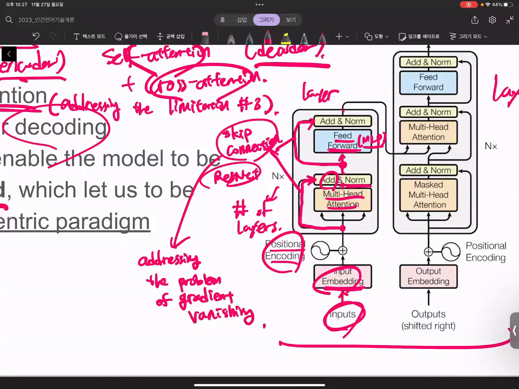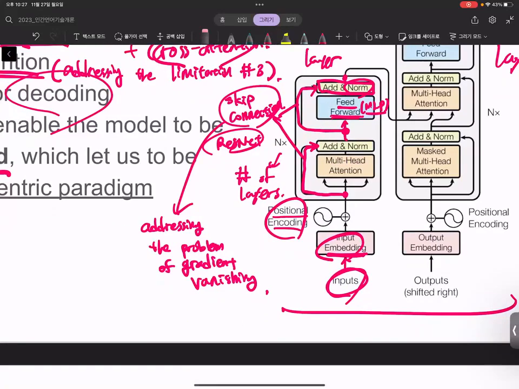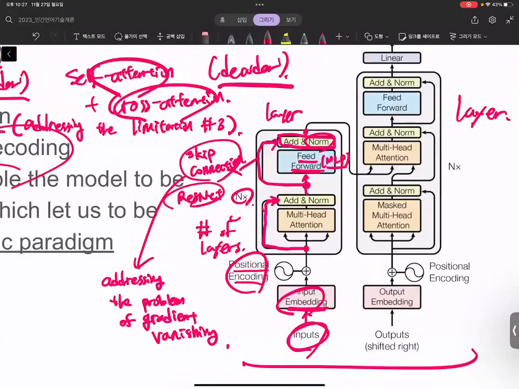And the output of this normalization layer goes into another multi-head attention, right? So this is repeated n times. And finally, after n repetitions, this is going to the decoder side multi-head attention here and here.